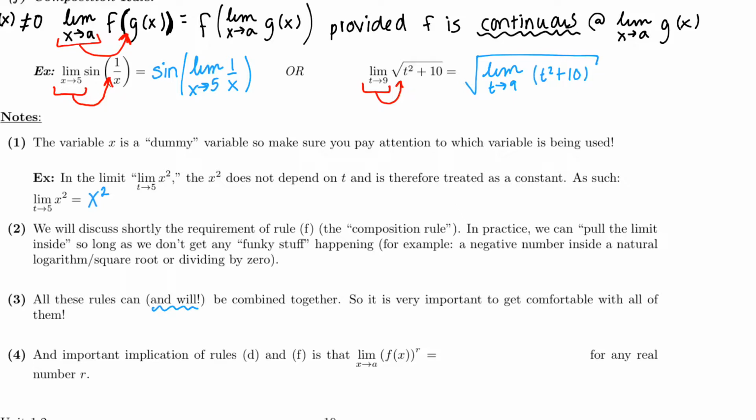An important implication of rules D and F is if you have the limit as x approaches a of a function, and then this is raised to a constant r, this means you could bring that limit on the inside and then just raise the entire limit to that number.